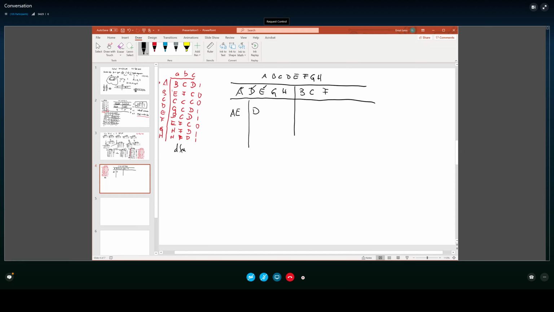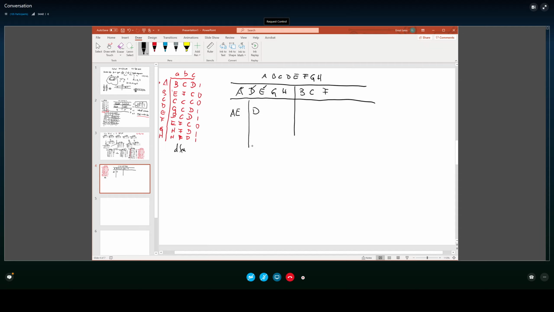So let's take G and A. We can pick any one of them. So B and H. B and H, so that fails immediately. G and A cannot be together, so G can't be with AE. So let's see whether G can go with D.